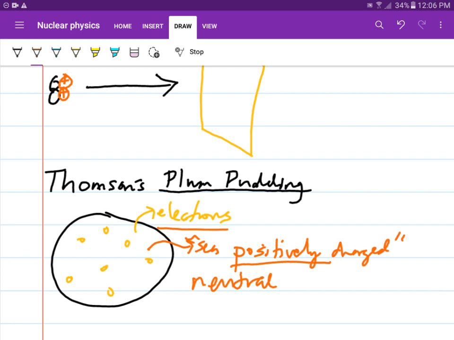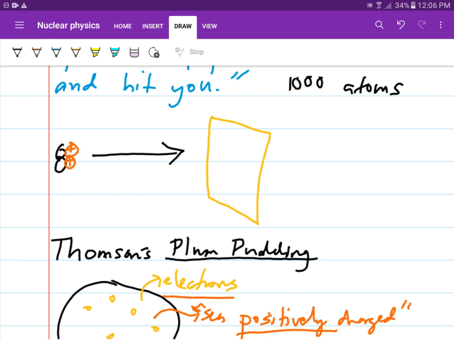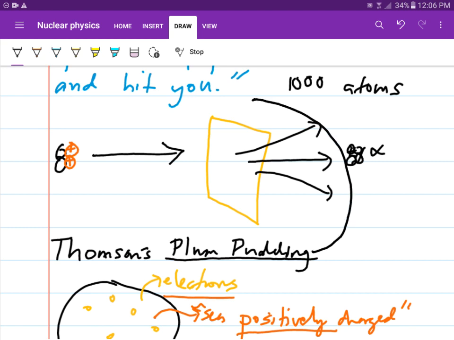So with his plum pudding idea in mind, his initial guess was that the alpha particles could easily pass through the gold foil. Here's the alpha particle with some being deflected. So he put a detector around the gold foil, and he was actually correct. He detected some alpha particles were deflected here, here, and here.